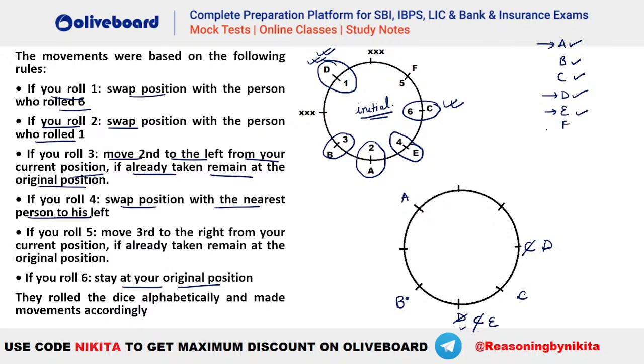Now we are left with F only. So what is there for F? F has rolled 5. What is 5? Move third to the right from your current position. So you can see F is at this position, right? F is here. Third towards his right, 1, 2, 3. You can see F should come here, because this is vacant. Nobody is here. So F will come here, and now we will have this seat as vacant and this seat as vacant. So this will be the final arrangement that you will be getting here. Are we clear, everybody?